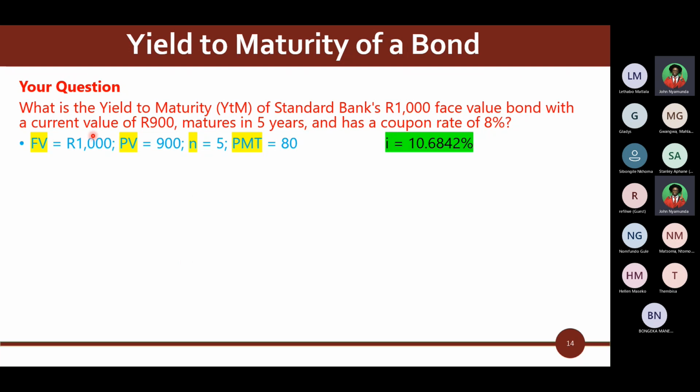So what is the yield to maturity for Standard Bank? We are saying the FV is 1,000, which is given there. Our PV is 900, N is 5, and PMT is 80, because the coupon is 8% of 1,000, which is 80. If you go find the I, it gives you 10.6842. Any questions, ladies and gentlemen, before we move?